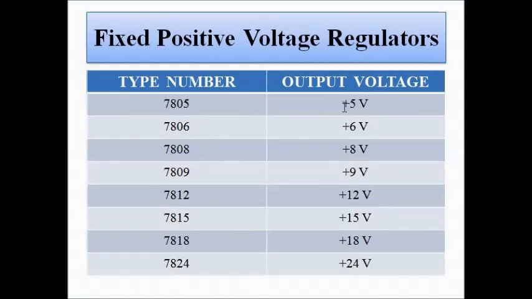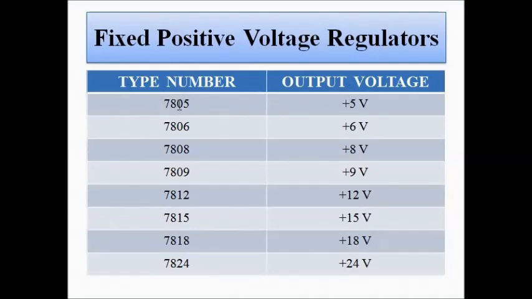If it is 05, it means that we'll get plus 5 volt. If it's 06, we'll get plus 6 volt. If it's 08, we get plus 8 volt. If it's 09, we get plus 9 volt. 12, plus 12 volt. 15, plus 15 volt. 18, plus 18 volt. 24, plus 24 volt. It means that for these IC numbers, 78 means that we will get positive output.